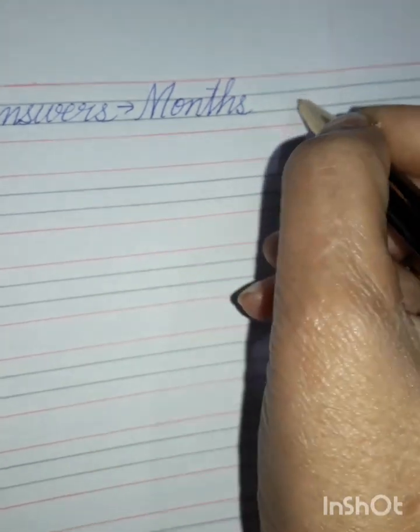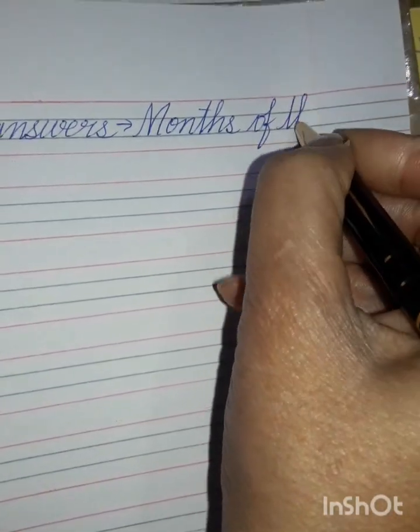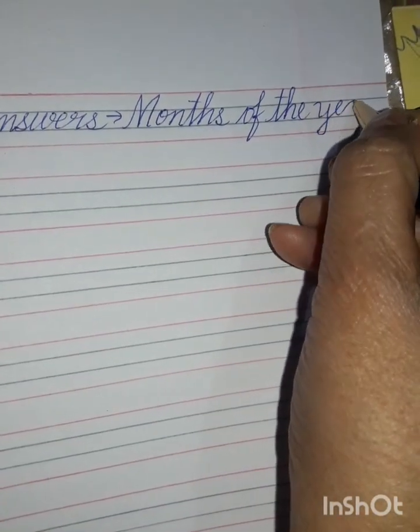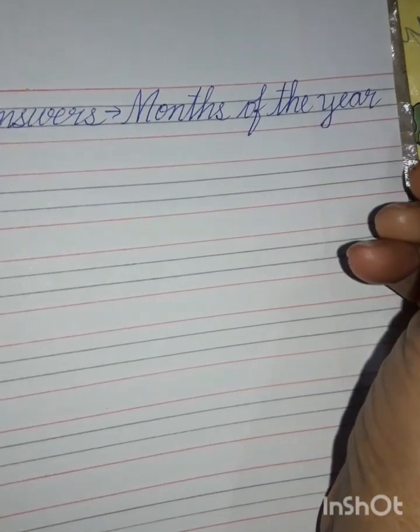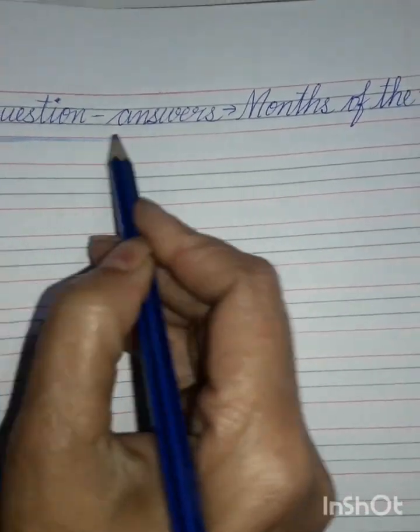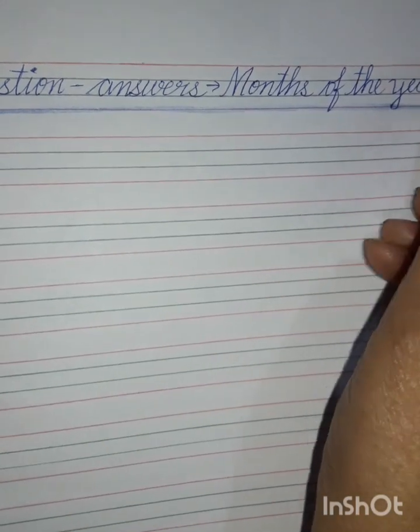M-O-N-T-H-S, months, O-F, of, T-H-E, the, year, Y-E-A-R, year. Fine? It will be the heading of today's work. Then you will underline it with the blue marker pencil. And you will take the help of your ruler. Without a ruler, you will not draw the line.